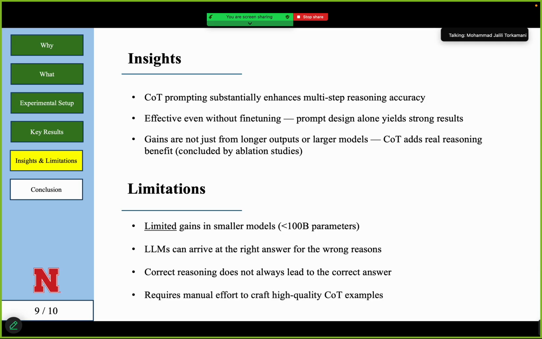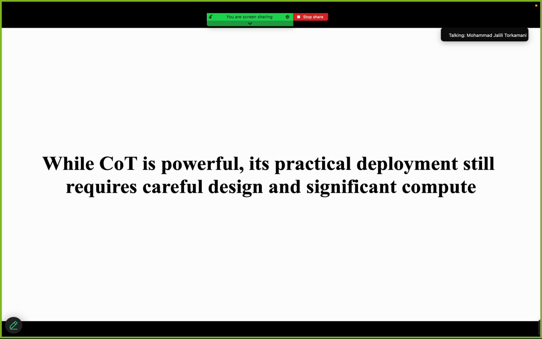And another limitation that many researchers suffer from is that we need a benchmark or a dataset to pass to the model when we are using few-shot prompting with chain of thought. This is a limitation because there are not many datasets on the internet or anywhere that we can use for chain of thought. So in a nutshell, there's a trade-off here. While chain of thought is powerful, its practical deployment requires prompt engineering also, and significant computation, because the model needs to generate more output and it requires more resources to compute.